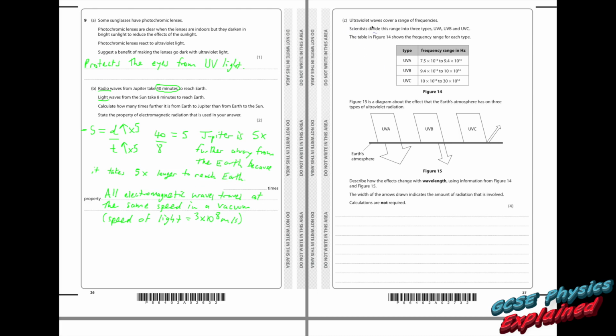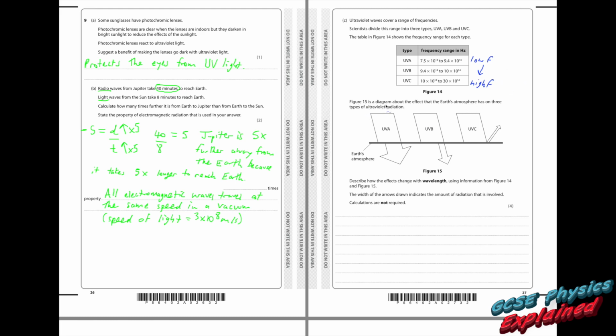Question C. Ultraviolet waves cover a range of frequencies. Scientists divide this range into 3 types, UVA, UVB and UVC. The table in figure 14 shows the frequency range for each type. So the frequency range, UVA 7.5 to 9.4, UVB 9.4 to 10, UVC 10 to 30. So what we've got is this is a low frequency and this one is high frequency, and the one in the middle is medium frequency.